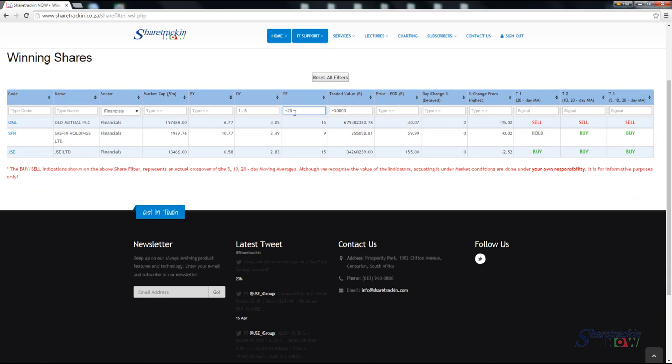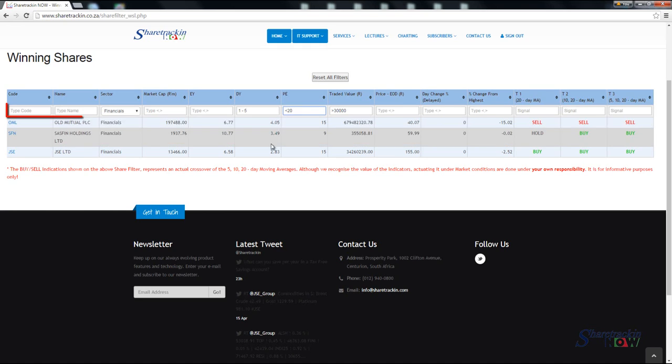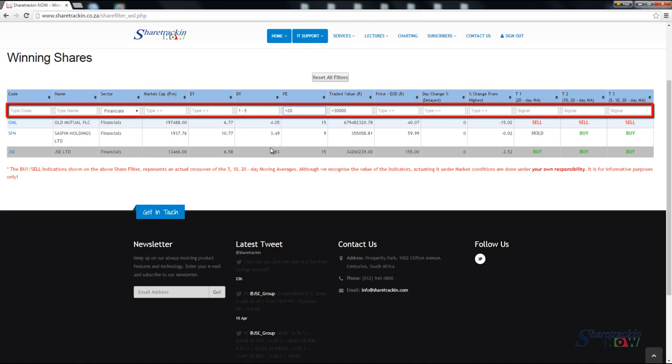By applying 4 filters, and this is just on the winning shares list, we went from 100 shares to 3 shares. From here I can now do a technical analysis. But this is only one way of doing it. You can use all of these filters and apply them, and it will make your list shorter and shorter.